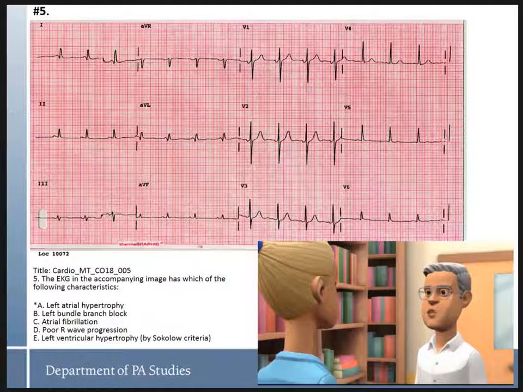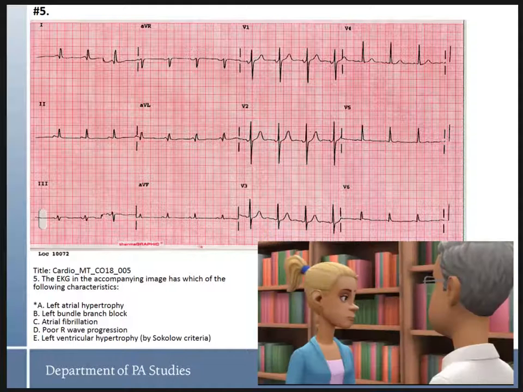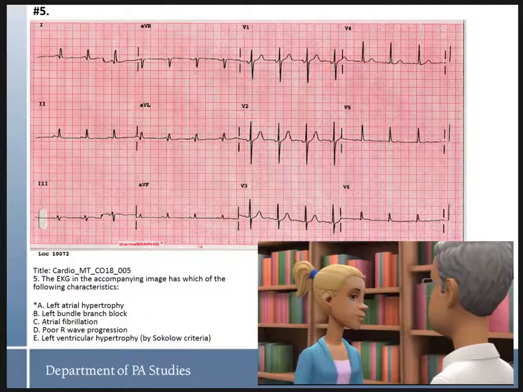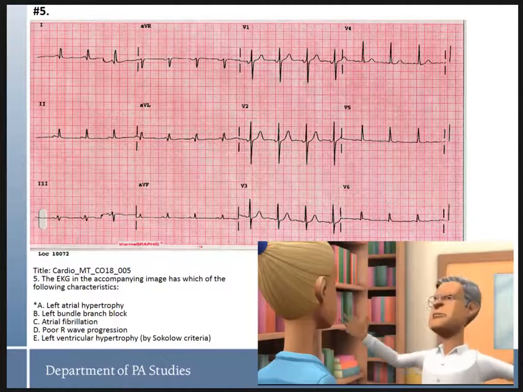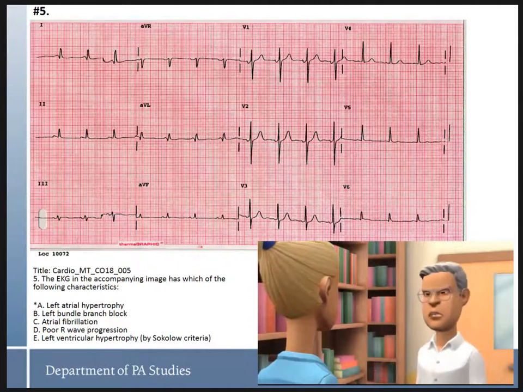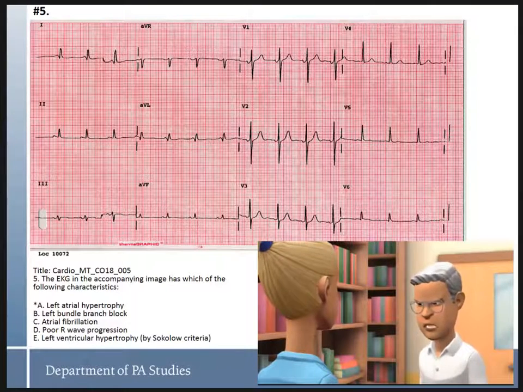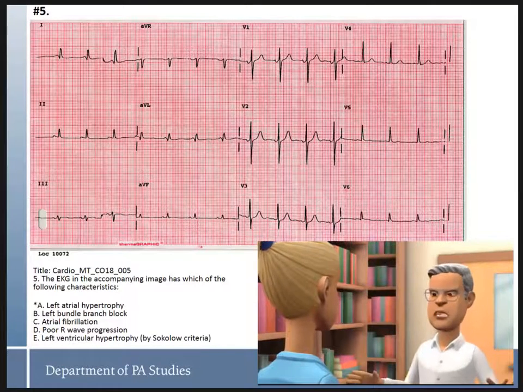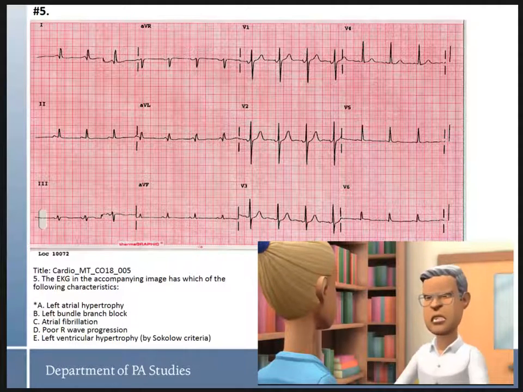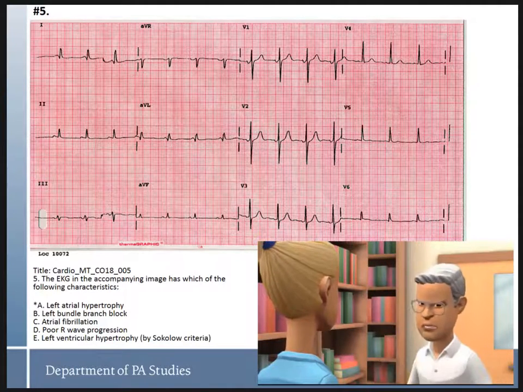Okay, well I guess that means it is left atrial hypertrophy. Yes, you got it. You can clearly see the terminal negative portion of the P waves in V1 are bigger than the positive portions, and they hold water, meaning you can fit at least one small box inside each one.